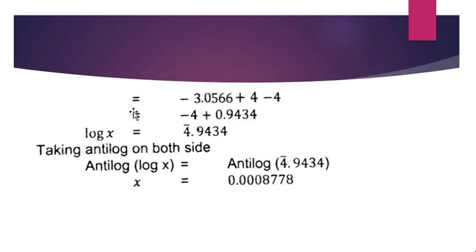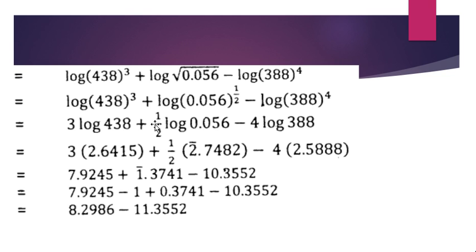Now using the third law of logarithm, that is the exponent, I am writing the exponent before the log. This is 3 log of 438, and the exponent is 1 by 2. In the second value, 1 by 2 I will write before the log, and then 0.056, and then minus 4, which is the exponent, and log 388.